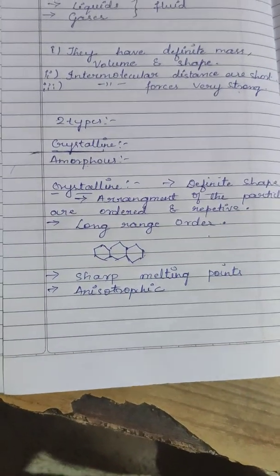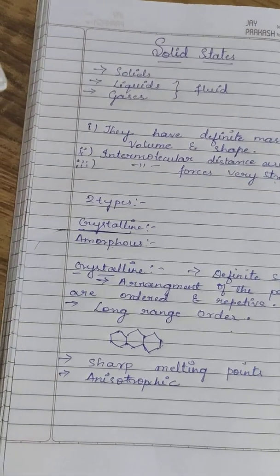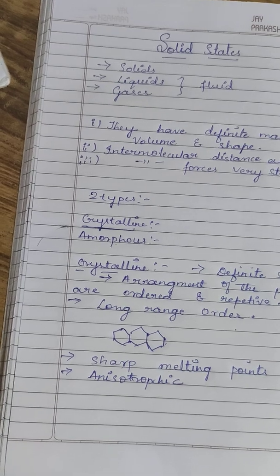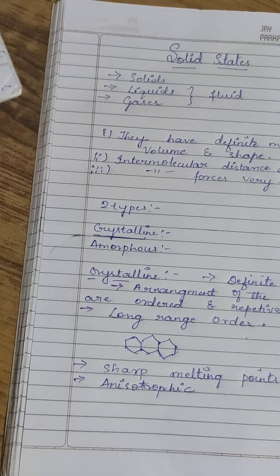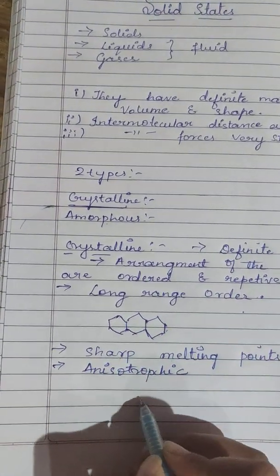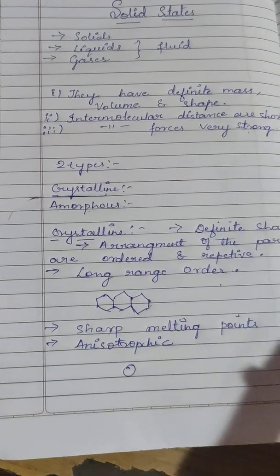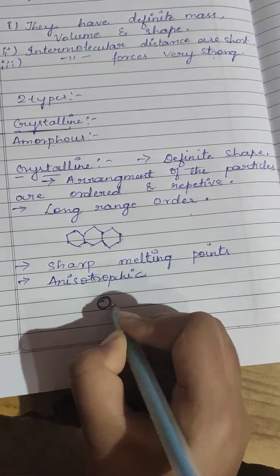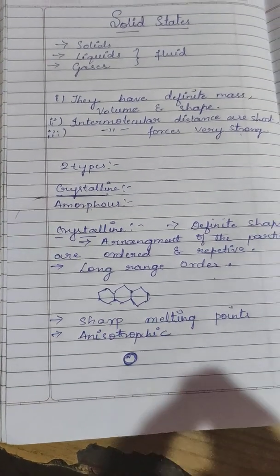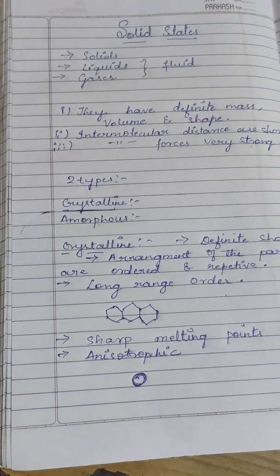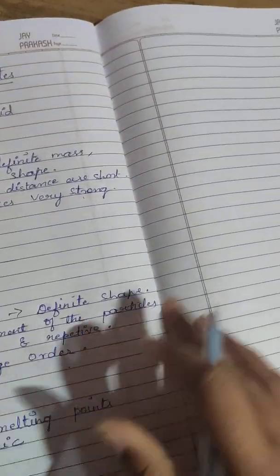By anisotropic we mean that physical properties like electrical resistance and refractive index show different values in different directions, even in the same crystal. It may be a single crystal, and they still show differently in different directions. This is only due to the long range order of the particles. So we have now learnt the characteristics of the crystalline solids.